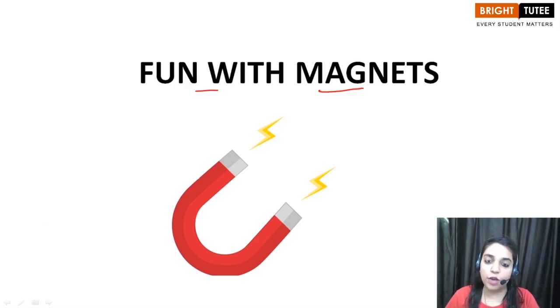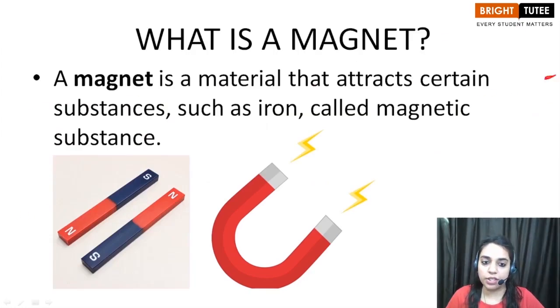And also, have you ever noticed while closing the door of the refrigerator, you feel a certain force, right? You feel a certain force. What is it? It is the magnetic force. Okay children, so let us now move ahead. So children, what is a magnet? A magnet is a material that attracts certain substances such as iron, and they are called magnetic substances.